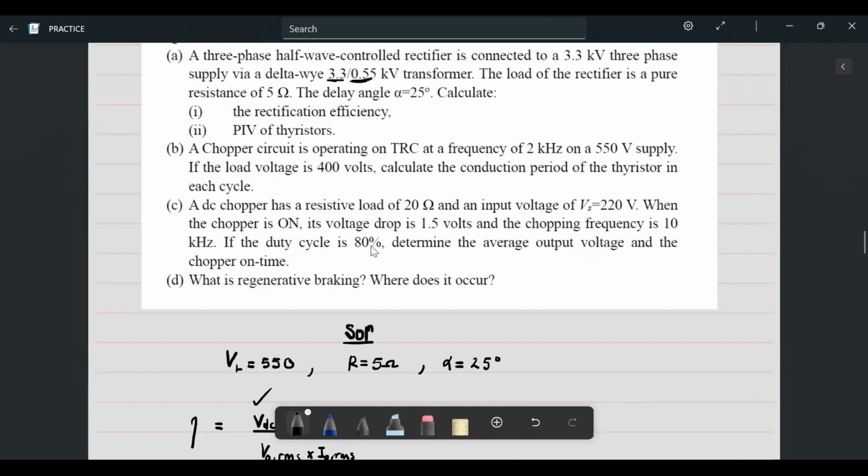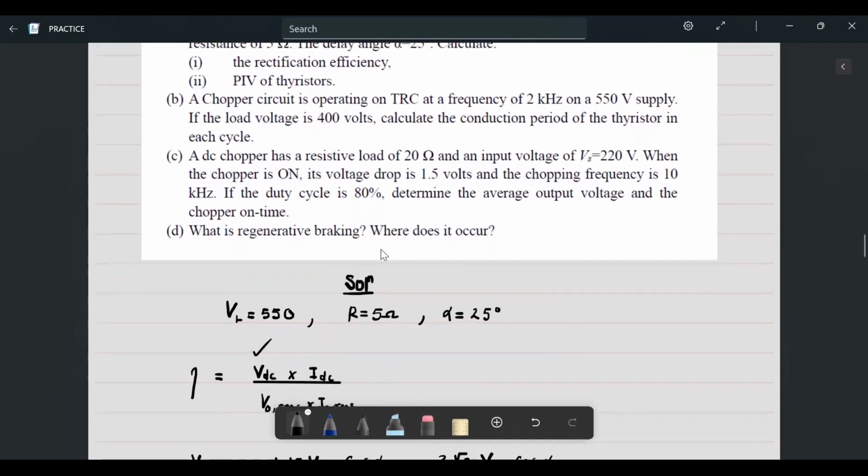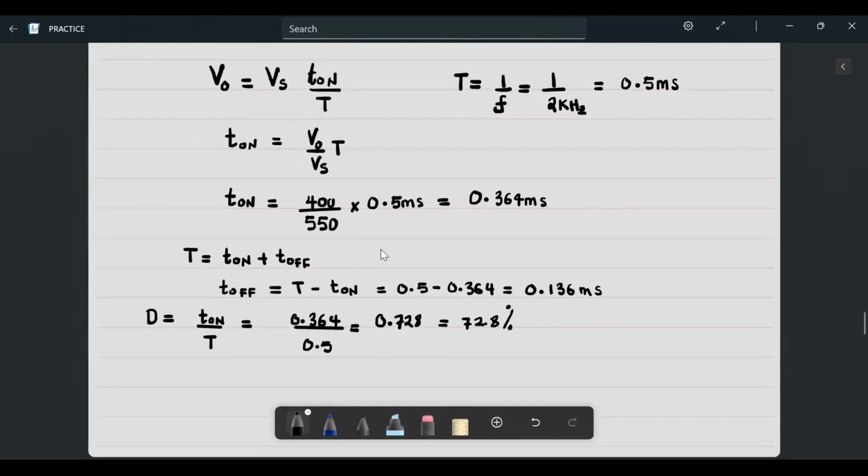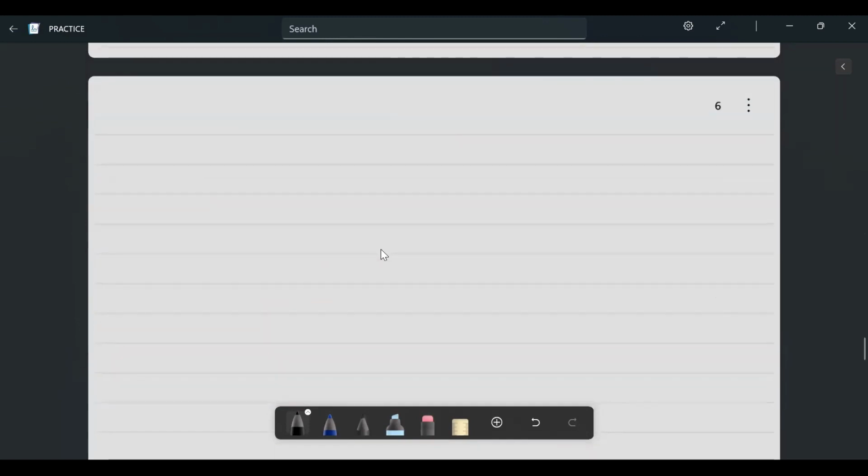Okay, so we move on. Let us move on. Okay, so let's list what we are given. We are given the source voltage. The source voltage here is 220 volts.